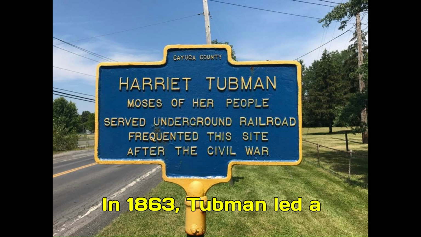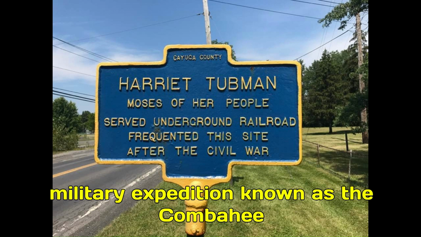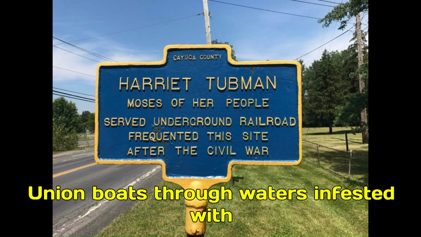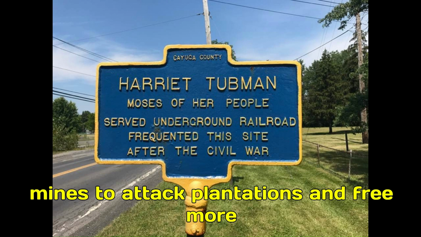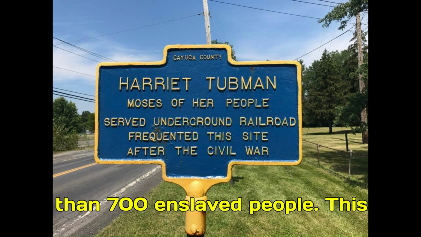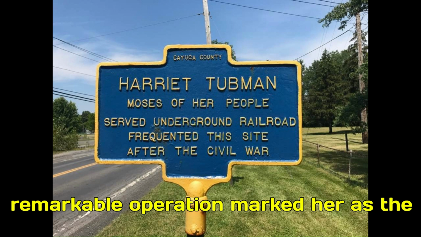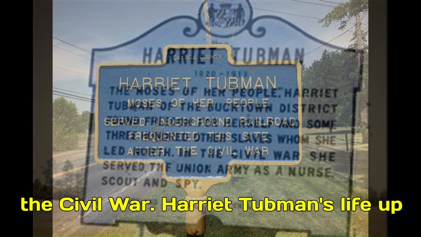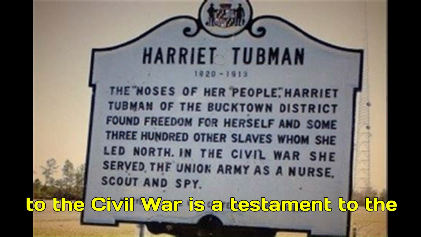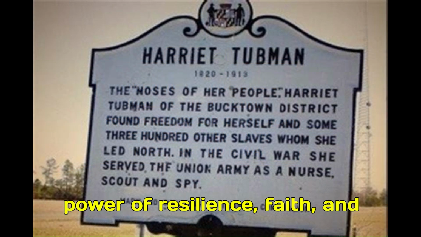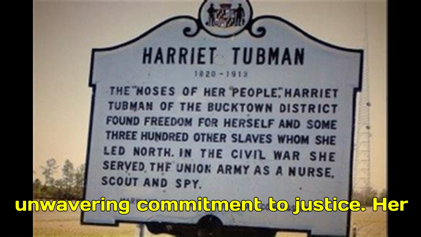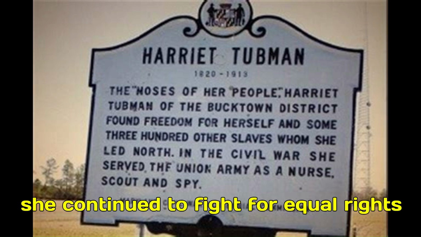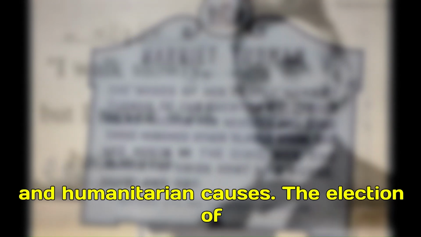In 1863, Tubman led a military expedition known as the Combahee River Raid in South Carolina, guiding Union boats through waters infested with mines to attack plantations and free more than 700 enslaved people. This remarkable operation marked her as the first woman to lead an armed assault in the Civil War. Harriet Tubman's life up to the Civil War is a testament to the power of resilience, faith, and unwavering commitment to justice. Her story didn't end there. After the war, she continued to fight for equal rights and humanitarian causes.